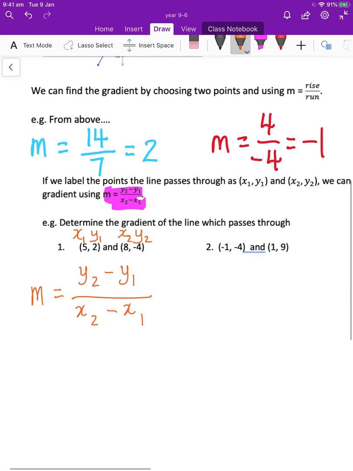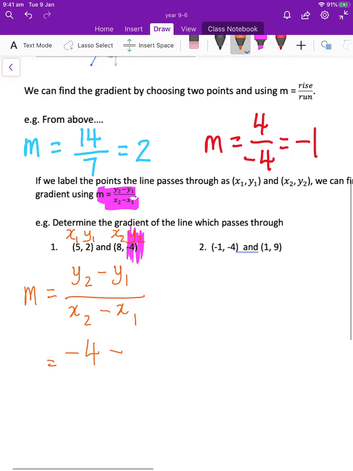So let's look at our first one. I'll highlight them at the top here. Our y number 2 is negative 4. So when I fill into my rule, y2 is negative 4. Now I have to take away, because that's what the rule is for the rise. And now I have to take away y number 1. And my y number 1 I've highlighted is a 2.